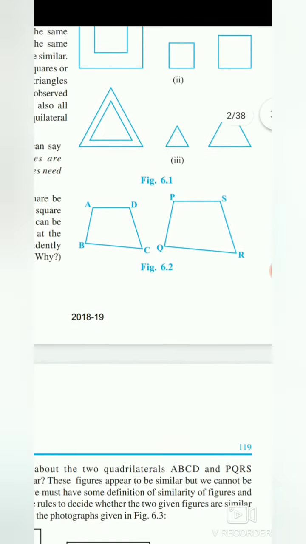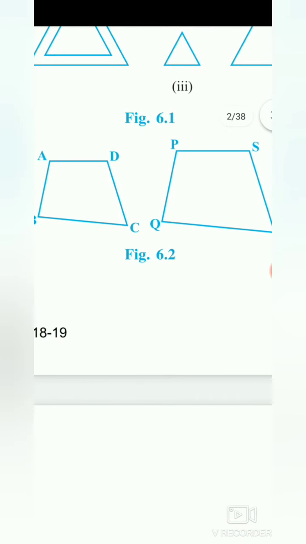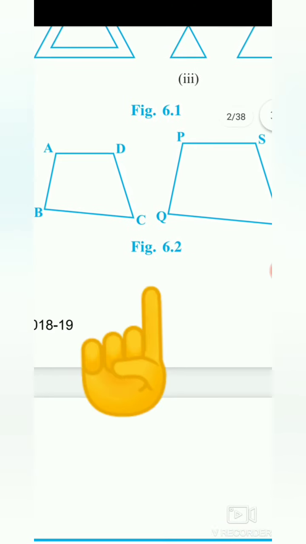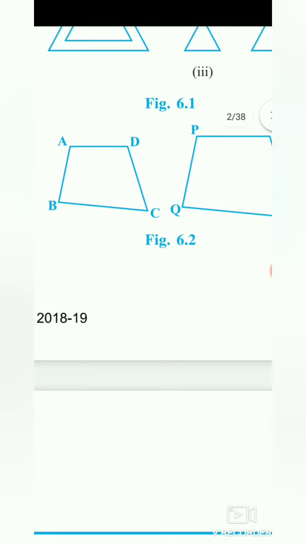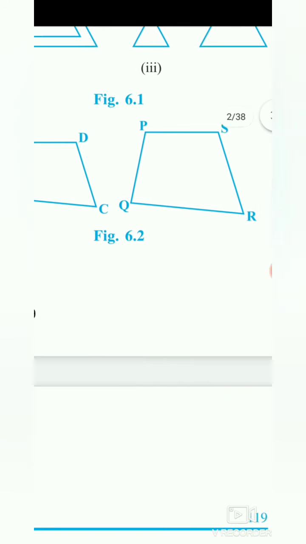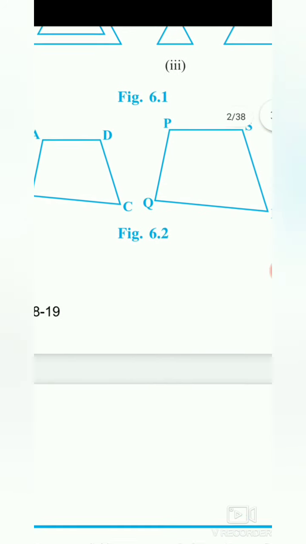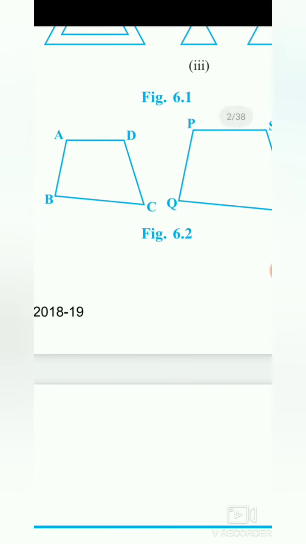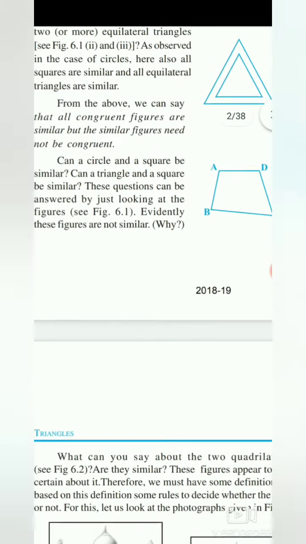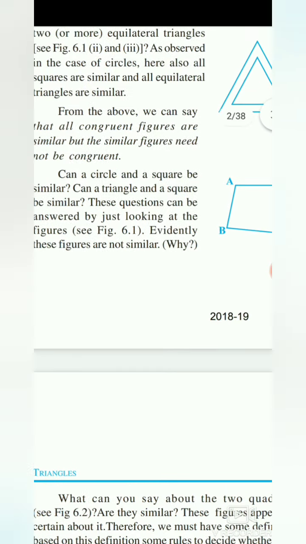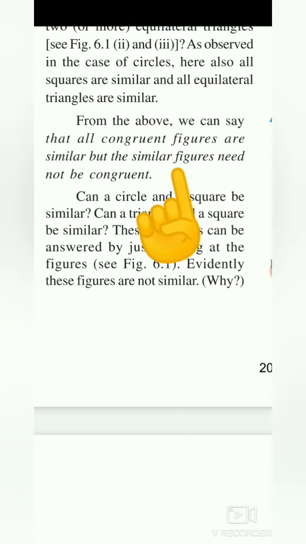Now you will ask about this figure, figure 6.2. What kind of different thing can we see? One is quadrilateral ABCD and one is quadrilateral PQRS. As we can see again, angles are the same but sides are different. The size of sides is different. So here we can say that all congruent figures are similar, but similar figures need not be congruent.